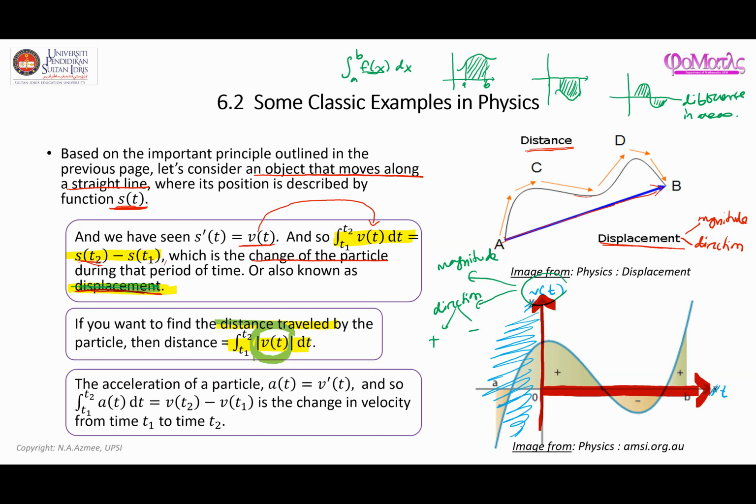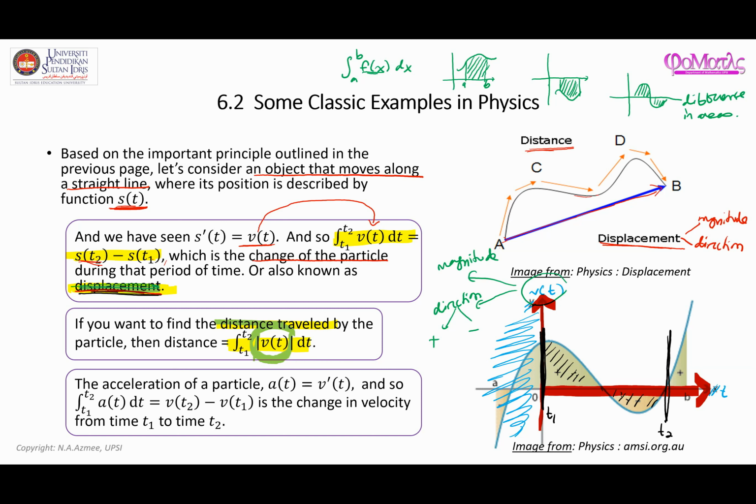Therefore, if you integrate from point t1 until t2, so let's say this is t1 and this is t2, if you integrate the velocity function from that point, what you get is the area under the curve, and that represents the difference in the areas. So you will get the difference in the areas, which is the displacement.